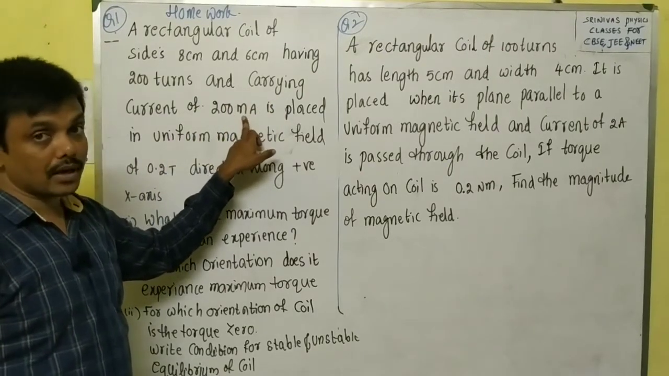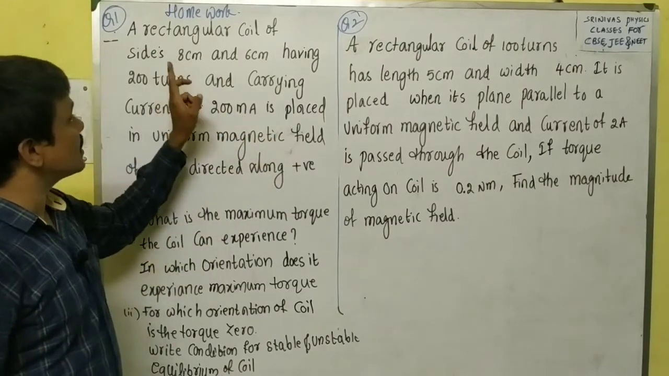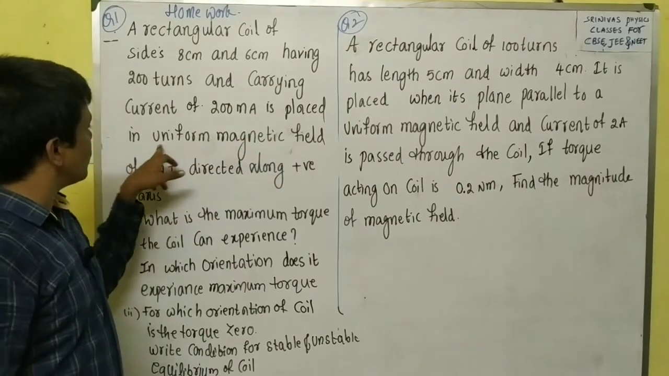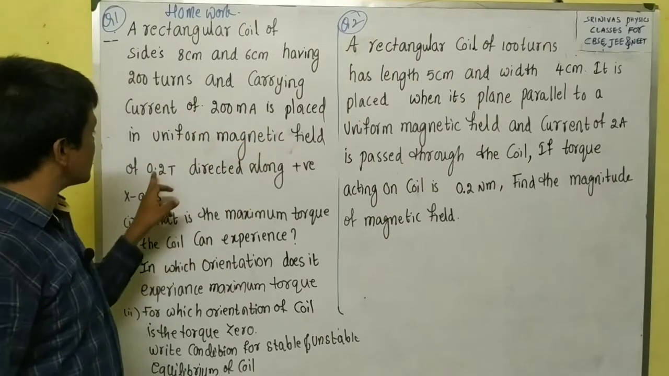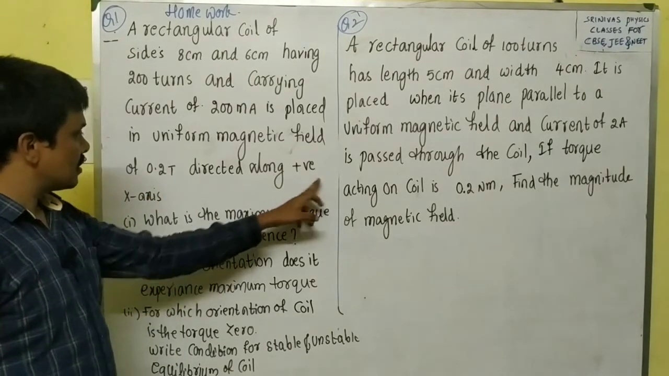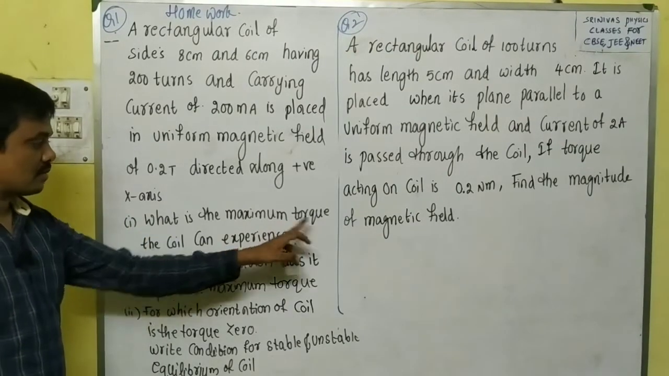Milliamperes convert into ampere, 200 into 10 to the power of minus 3 ampere. Current, length, breadth they gave, and now this is placed in the magnetic field. The coil is placed in the magnetic field, that is 0.2 Tesla, along the x-axis. Field is along x-axis. The question is what is the maximum torque?